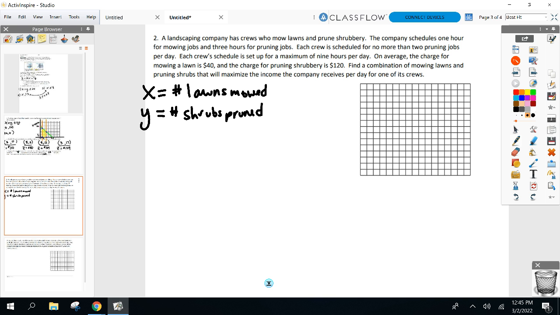Next up. Write an equation that's going to show how you're going to maximize your money. Thoughts on my z function here? Molly, what do you got? 40x, $40 a lawn, and 120y, 120 a shrub. Good.